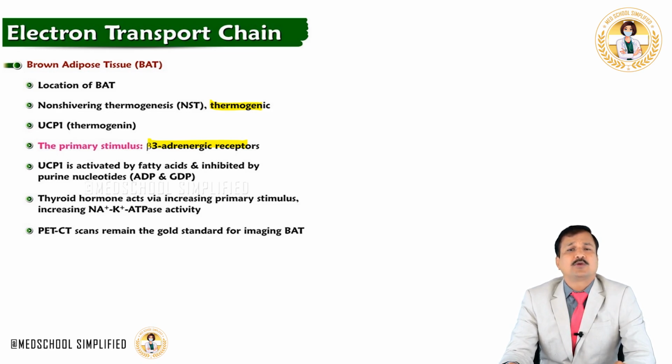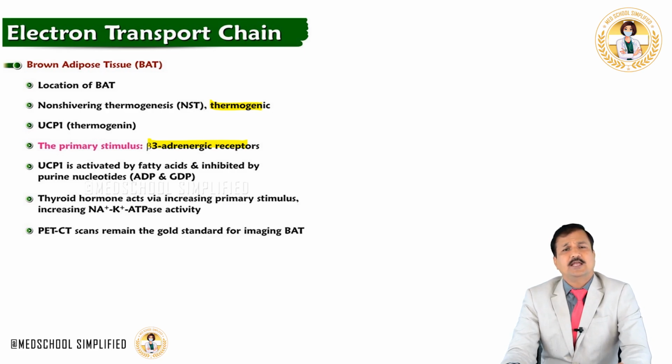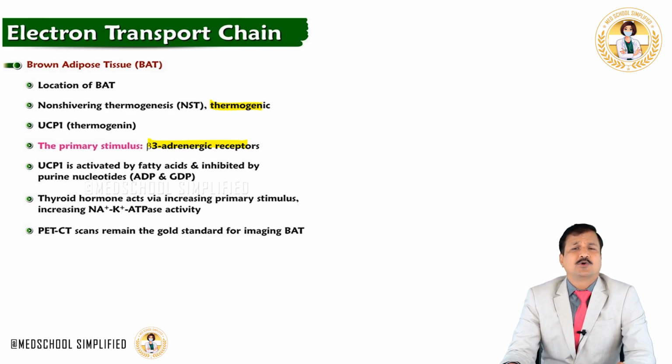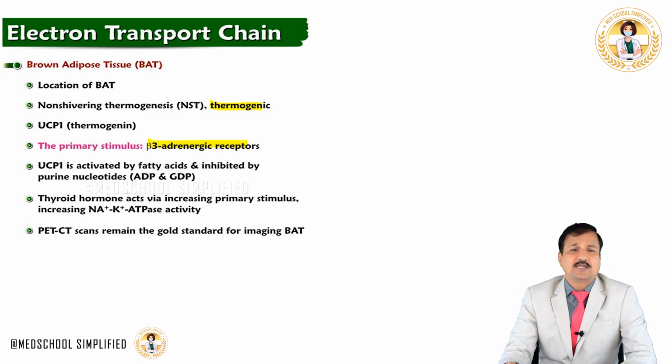So uncoupling protein 1 is activated by fatty acids and it is inhibited by purine nucleotides, that is adenosine diphosphate and guanosine diphosphate. And thyroid hormones act indirectly in keeping thermogenin in the open conformation, because thyroid hormones work through norepinephrine stimulation, and when norepinephrine increases through beta adrenergic receptors, it is going to keep thermogenin open by increasing fatty acid levels.